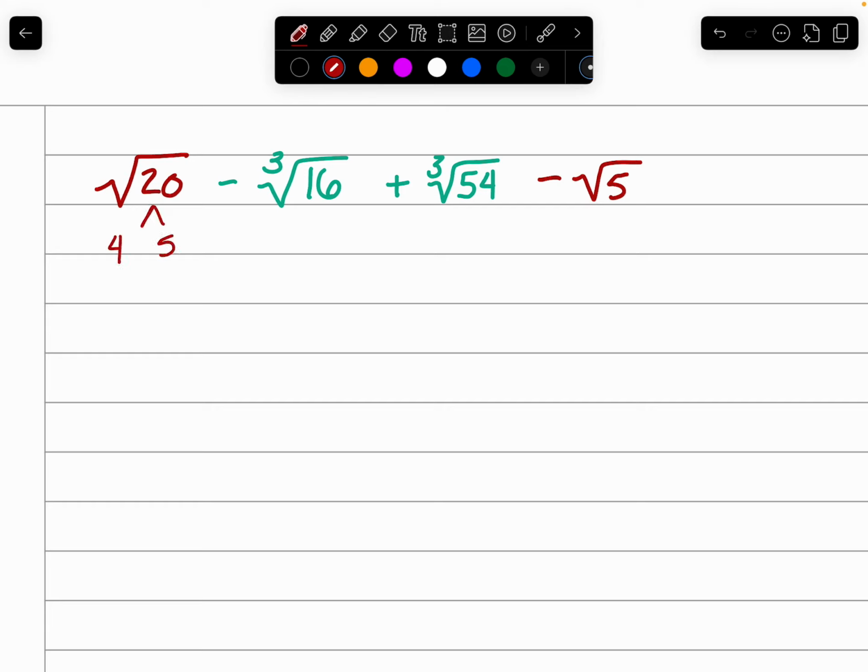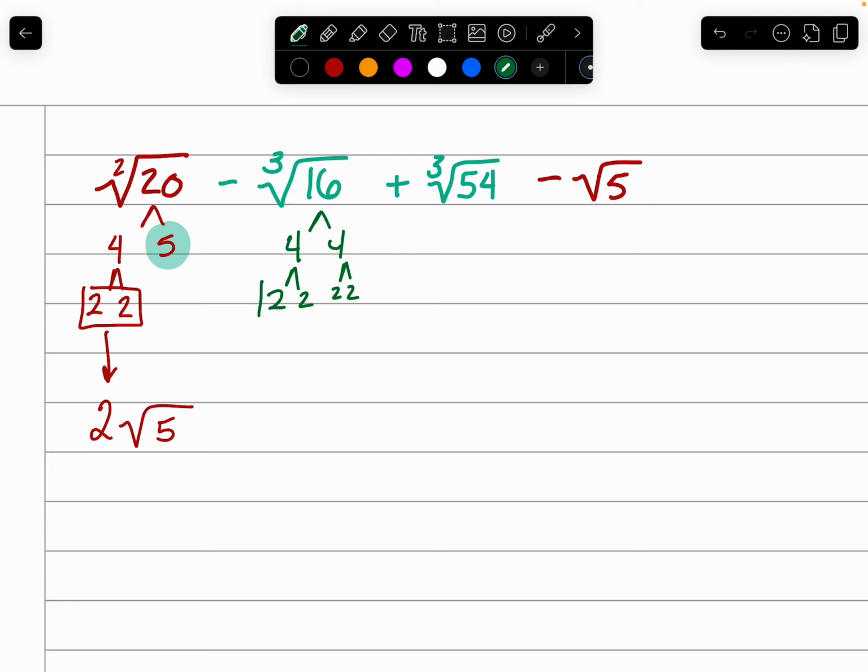So we know this is 4 times 5, 2 times 2. My index is 2, so I'm going to box 2. And that's what comes out. So that's 2 square root of 5. Remember, this is my leftover. Let's do the 16. This is 4 times 4, 2 times 2, 2 times 2. That's 3 2's, because my index is 3, so I take out a 2, left over cube root of 2. Don't forget the index.